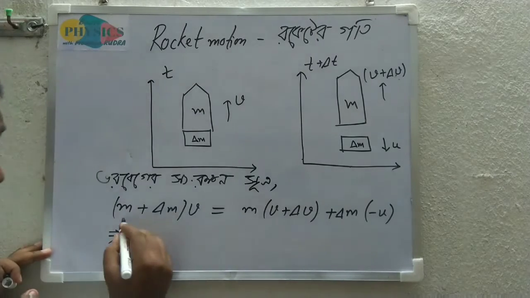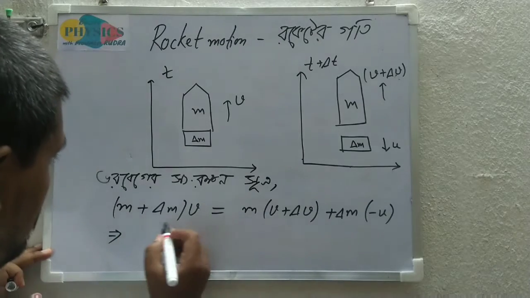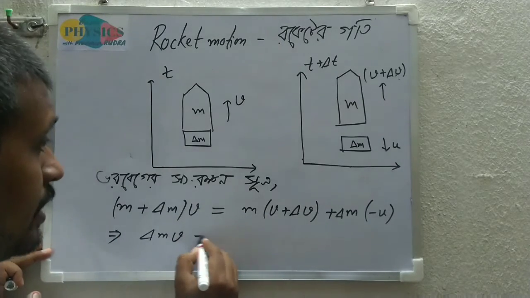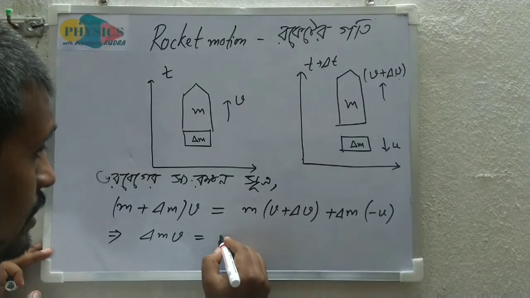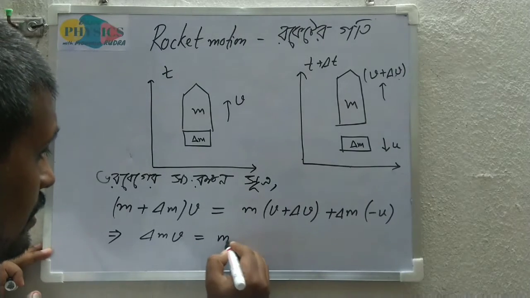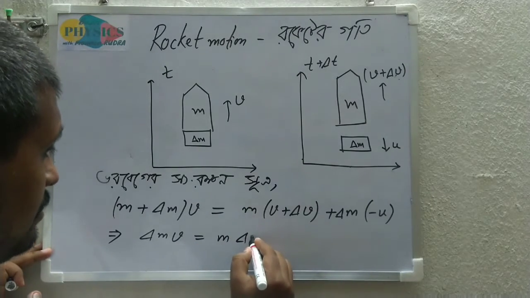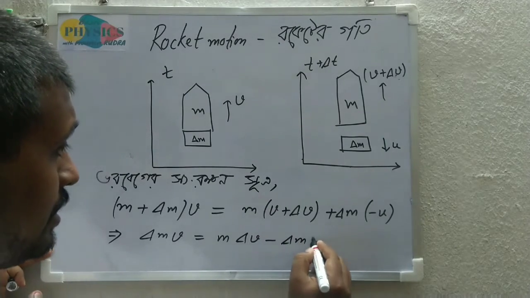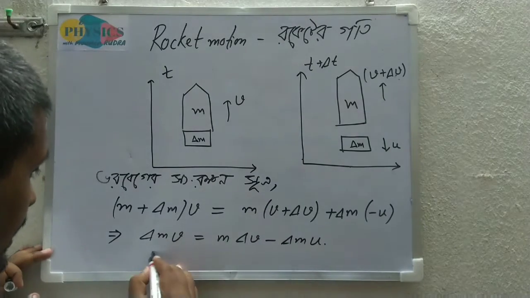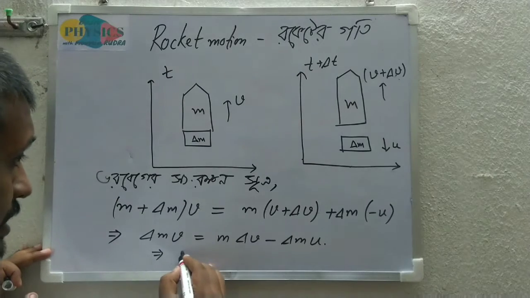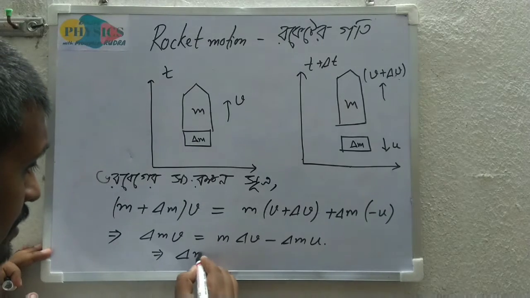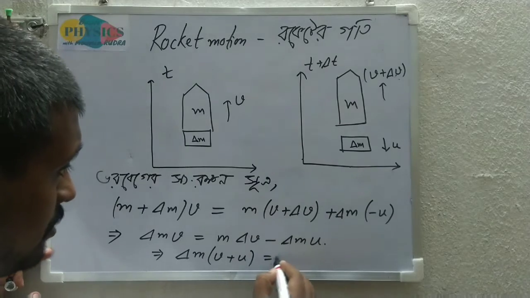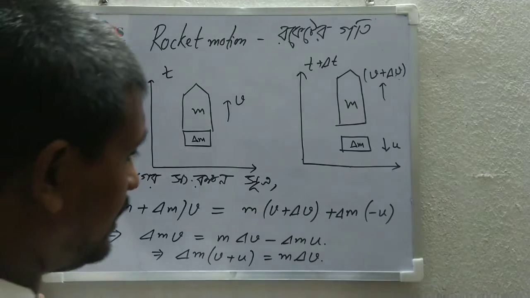m plus delta m v, so delta m v equal to m delta v minus delta m u. So from this we can also write delta m (v plus u) equal to m delta v.